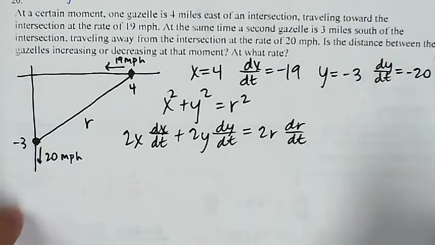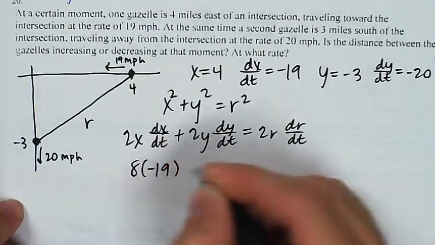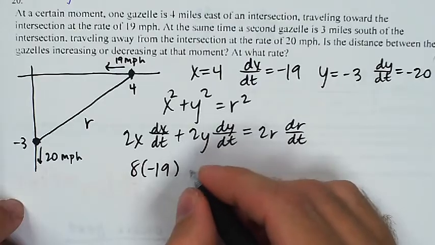But maybe I'll just wait for a second. 2x is going to be 8. dx/dt is negative 19. 2y is negative 6.